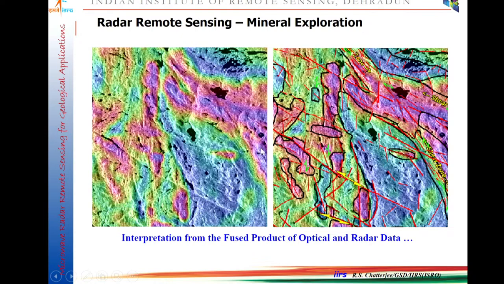But if you fuse with optical multispectral image or with hyperspectral image, then what will happen? Spectral information you can merge with the surface roughness information, and that is what has happened here. The multispectral information is merged with the radar surface roughness information, and that makes the information content manifold, isn't it? And mineral targeting becomes much easier than from the optical image alone or from the radar image alone.